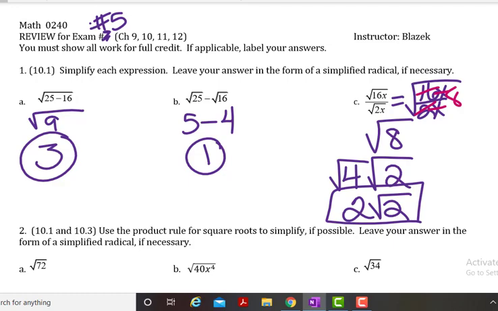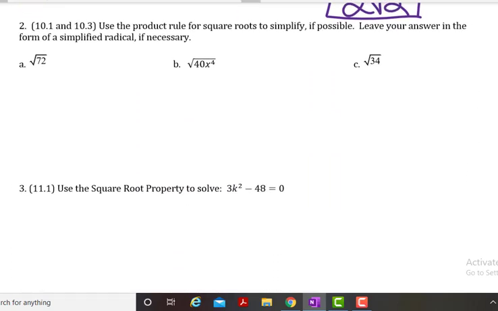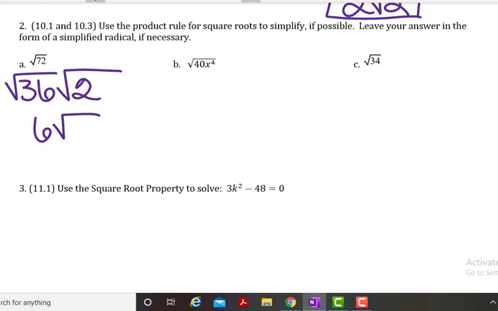Moving on to number 2. Use the product rule for square roots to simplify, if possible. Leave your answer in the form of a simplified radical, if necessary. So we look at A, the square root of 72, and we will look for any factors that are perfect squares. So with 72, I know that 36, which is a perfect square, is a factor of 72, and that we would have a factor of 2 left over. The square root of 36 is 6, and our final answer is 6 square roots of 2.